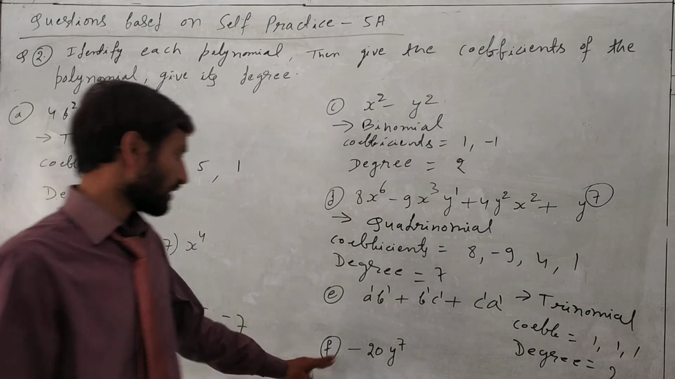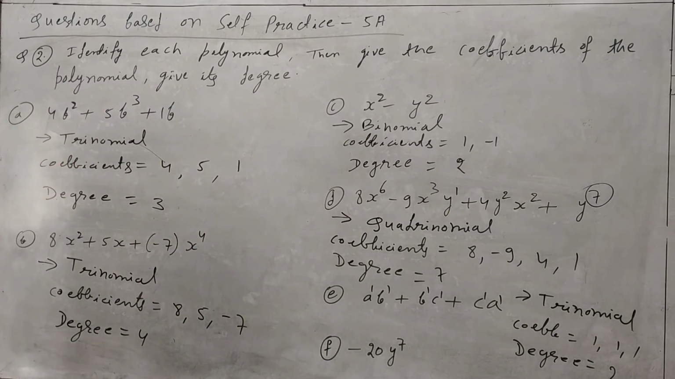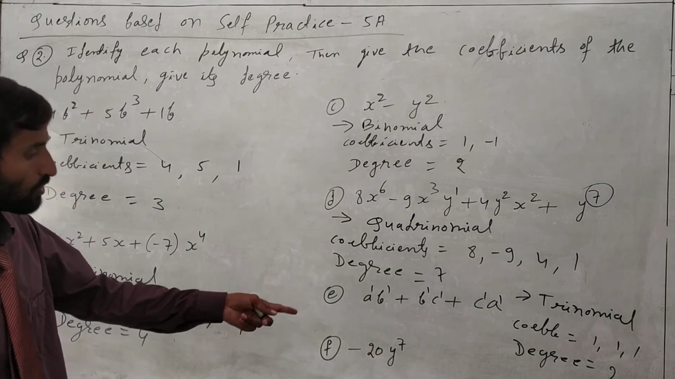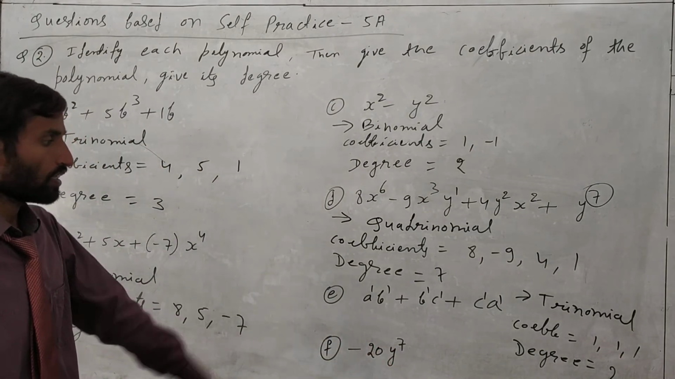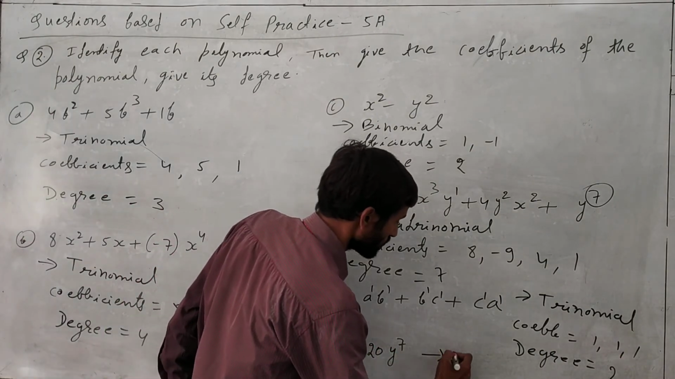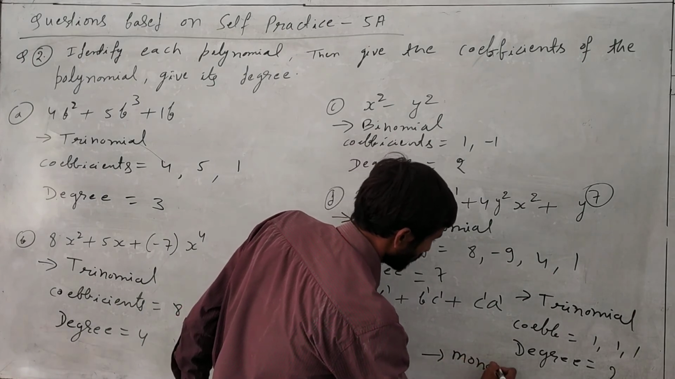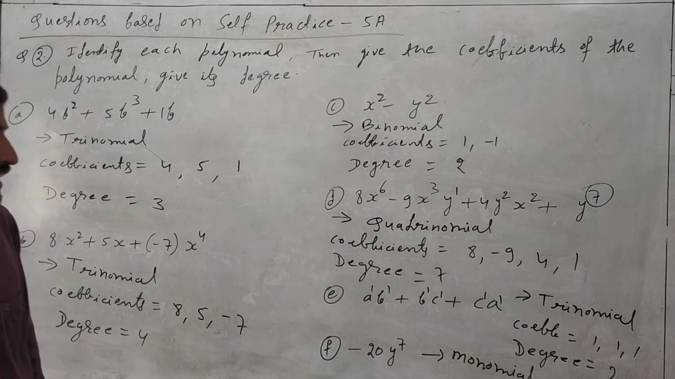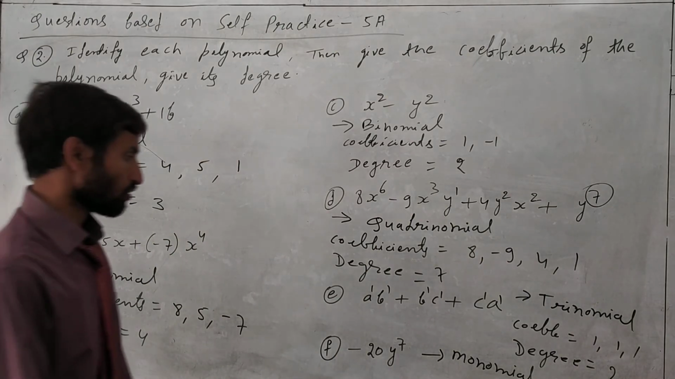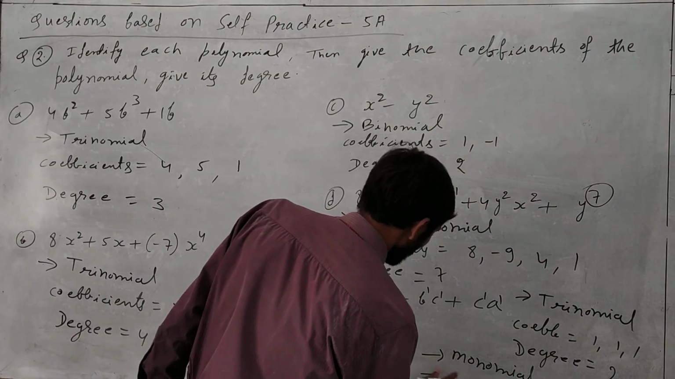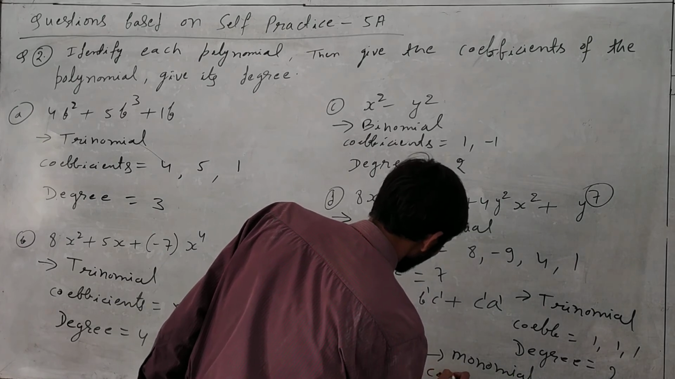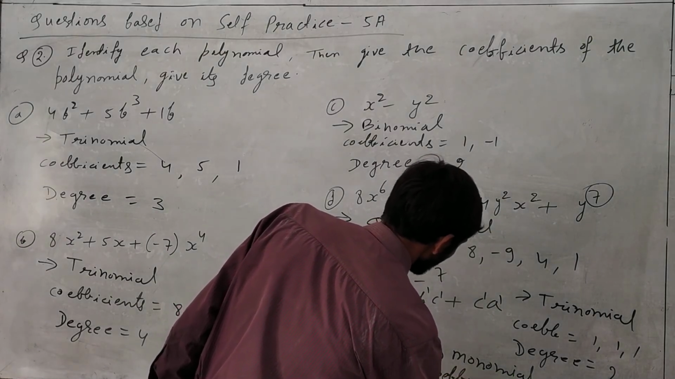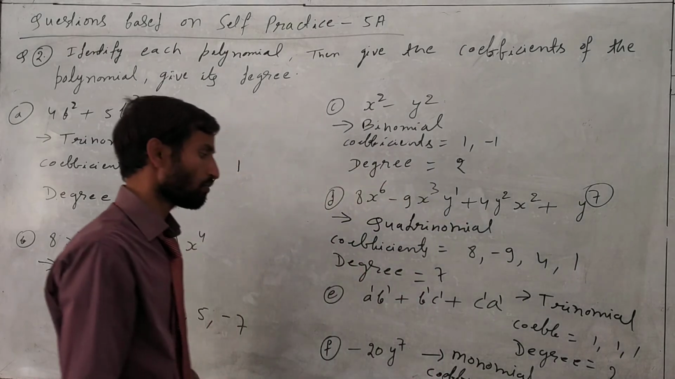Next question, the last one: minus 20 x power, minus 20 into y power 7. It has only one term, so the answer is monomial. It is a monomial, so the type of polynomial is monomial. Next we have to find the coefficient. The coefficient is equal to minus 20. Just write down that the coefficient is equal to minus 20.